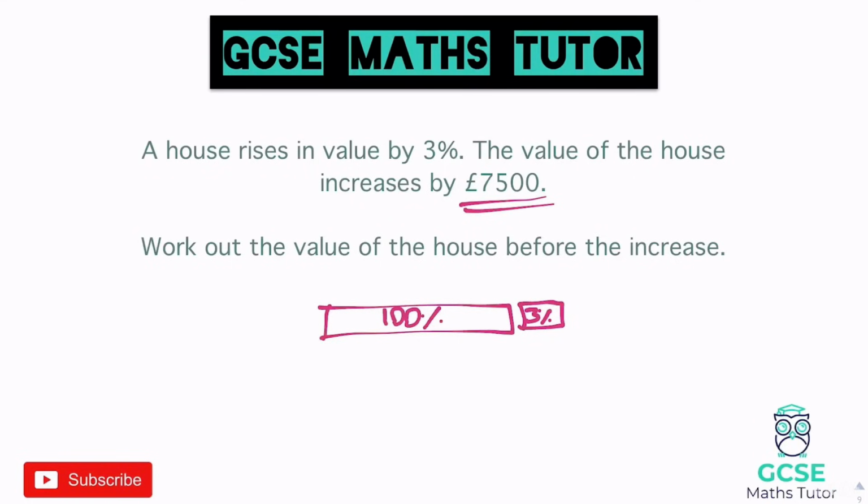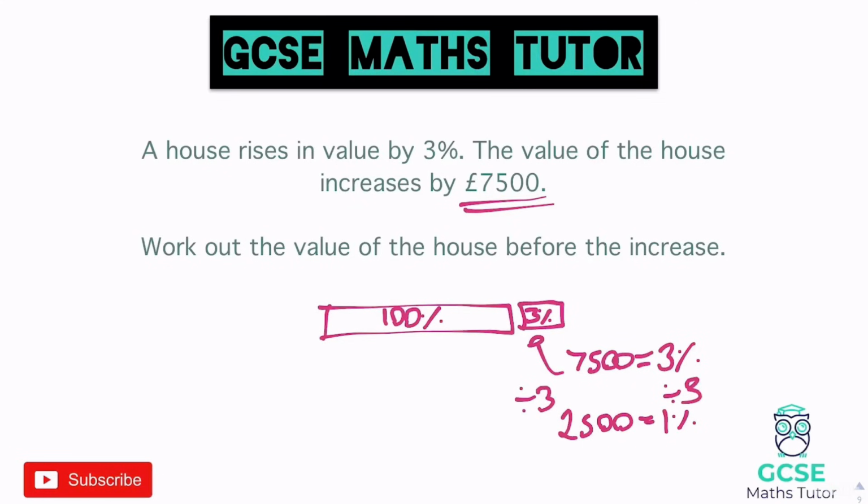Now it says it increases by 7,500. So that 7,500 is my 3%. There you go, and again we want to know 100%. I can't straight away times 3 to get to 100, but I can divide both of these by 3 to find out what 1% is. And again, we can do that on a calculator or using bus stop, but 7,500 divided by 3 is 2,500. So 2,500 equals 1%.